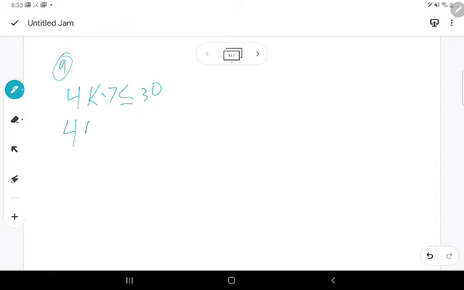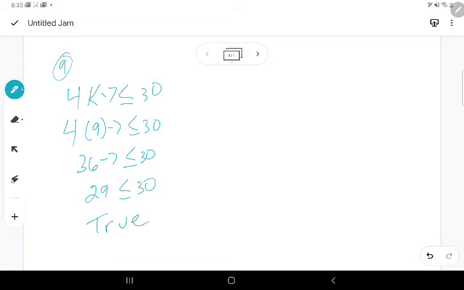So 4, we replace the k with the 9. And that would be 9 times 4 is 36 minus 7 is less than or equal to 30. And then that would give us 29 is less than or equal to 30. Well, 29 is less than 30, so the word that I would say would be true. Oh, that was number 8. Sorry, not number 9.